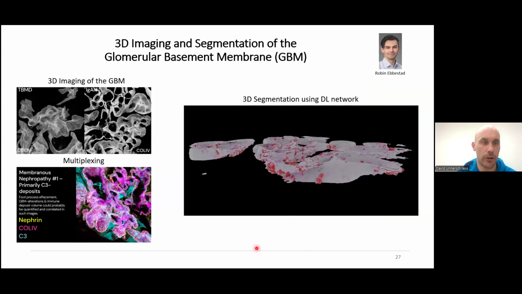And this is something we are now continuing to do. And I think Robin is here in the audience. So he is now continuing this work and expanding it to visualize and segment other features of the kidney, and also combining this with multiplexing to visualize the molecular landscape of the kidney filter.